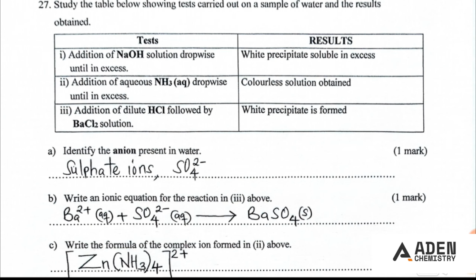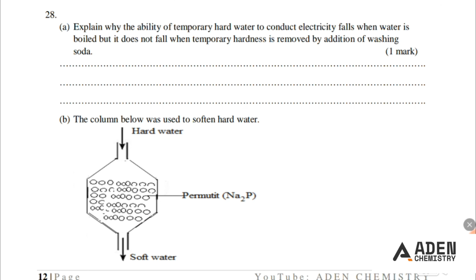We are going to proceed to question number 28. So in question number 28, part A, we are to explain why the ability of temporary hard water to conduct electricity falls when water is boiled, but it does not fall when temporary hardness is removed by addition of washing soda. Remember, washing soda is sodium carbonate. So the reason is that, first of all, the compound responsible for temporary hardness is the calcium hydrogen carbonate, and when heated, it decomposes to produce calcium carbonate, which is insoluble, hence lack mobile ions which will conduct electricity.